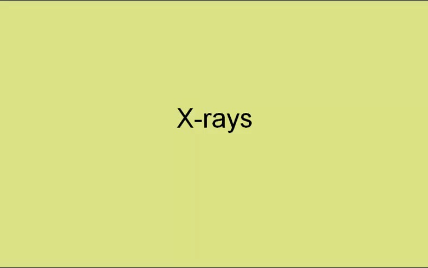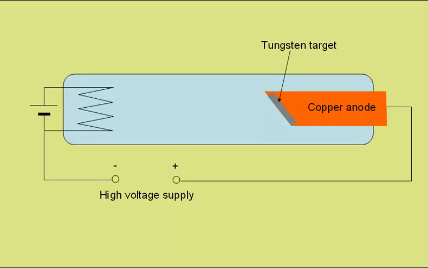X-rays. X-rays are produced using apparatus something like this. We have a filament powered by a low voltage supply and a high voltage supply between it and a copper anode, on the front of which is a tungsten target. The copper is there to dissipate the heat produced.